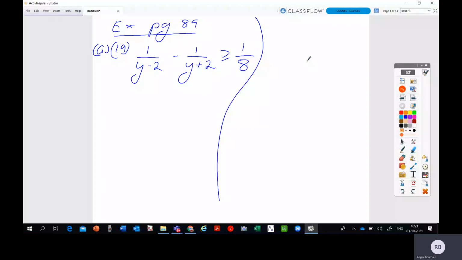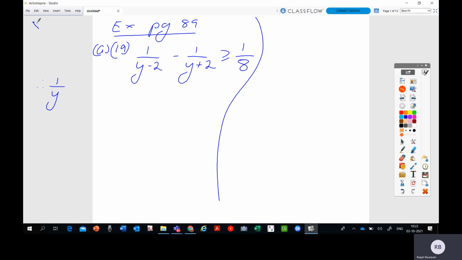Okay, morning everyone. We're just going to go through the exercise on inequalities on page 89 of your Mind-Born Maths calculus book. Our first step always in questions like this is to make sure we get everything on the left-hand side. Remember, the key idea is you cannot multiply by a variable.